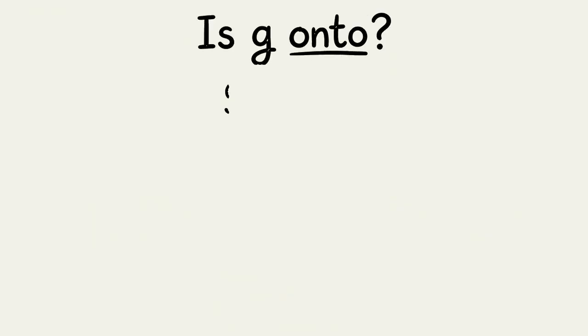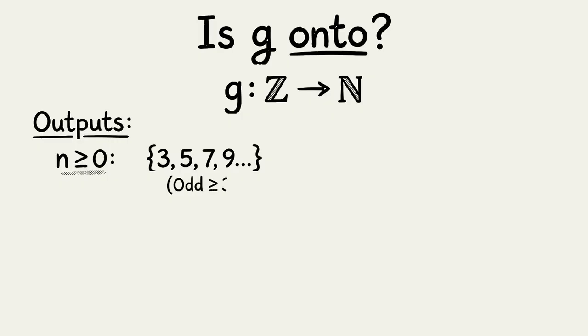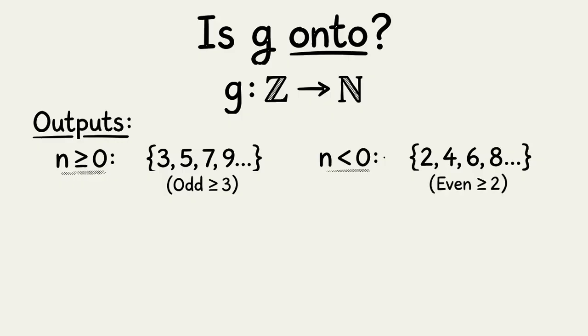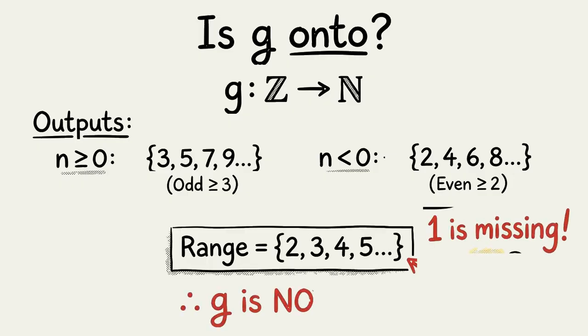Is g onto? g maps Z to N. Let's look at the outputs. For n ≥ 0, g(n) = 3, 5, 7, 9, and so on. All odd numbers greater than or equal to 3. For n < 0, g(n) = 2, 4, 6, 8, and so on. All even numbers greater than or equal to 2. So the range of g is 2, 3, 4, 5, and so on. But 1 is missing, so g is not onto.